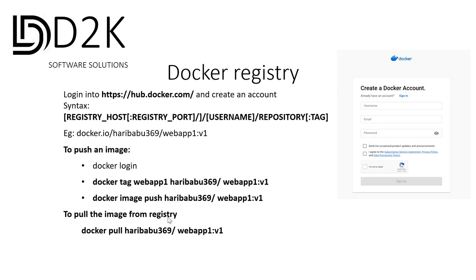How you can pull the image from the registry is docker pull username, repository and the tag. So that's all about the Docker registry.